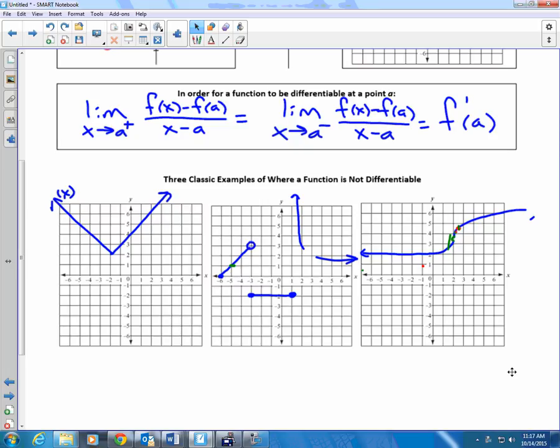The best way to understand differentiability is to look at cases where we do not have differentiability. What I've done is I've created 3 graphs right here. You can copy down on your paper.